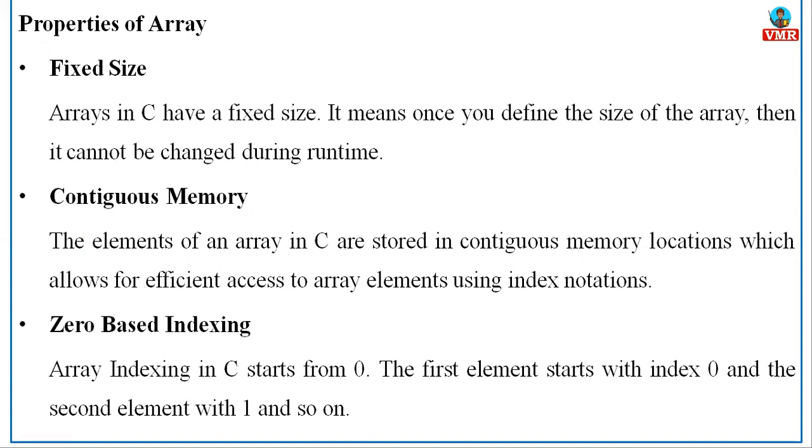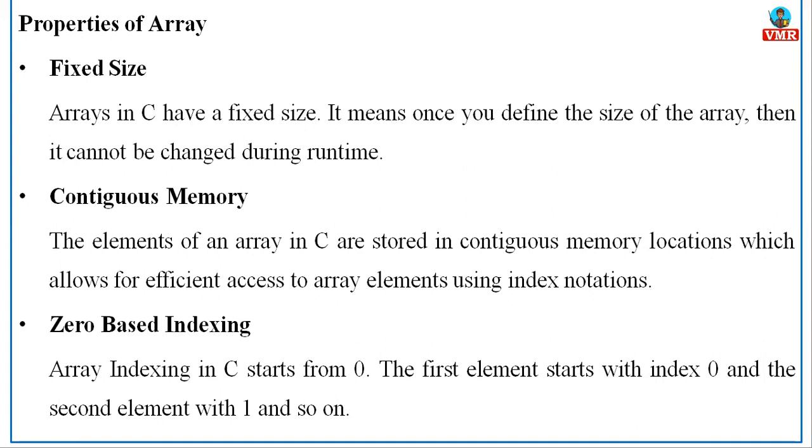And then next come the properties of an array. So the basic properties of an array, the first one is fixed size. Arrays in C have a fixed size. It means once you define the size of the array, it can't be changed during runtime. So if I created an integer array, I have to use that integer array only. So once you decide, I just now said int values of 5, I can't give 6 or 7 numbers. That is nothing but fixing the size in advance.